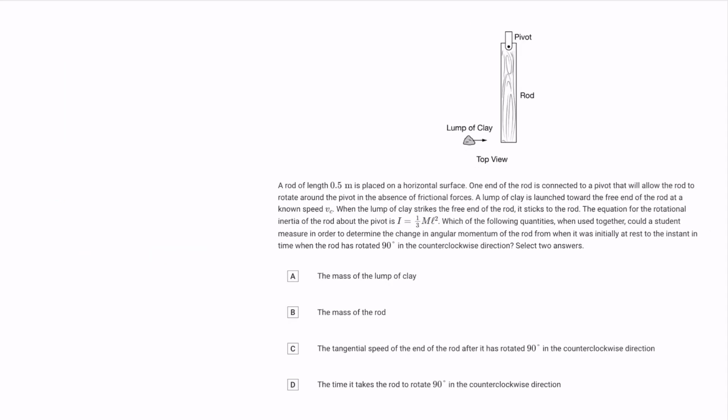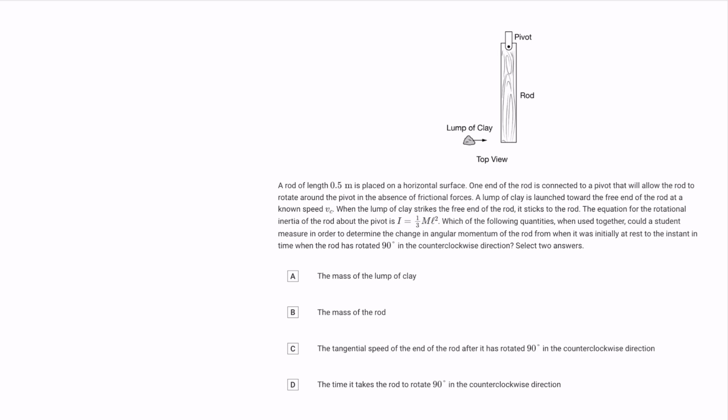So here we have a problem where we have a rod of length 1/2 meter that's placed on a surface. One end of the rod is connected to a pivot that will allow the rod to rotate around the pivot without frictional forces. A lump of clay is launched toward the free end of the rod at a known speed. So we know the velocity of the lump of clay. When the lump of clay strikes the free end of the rod, it sticks to the rod. The equation for the rotational inertia of the rod about its pivot is 1/3 ML squared, capital M being the mass, L being the length of the rod.